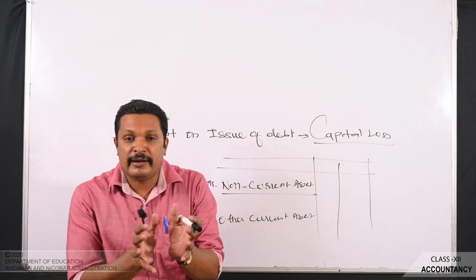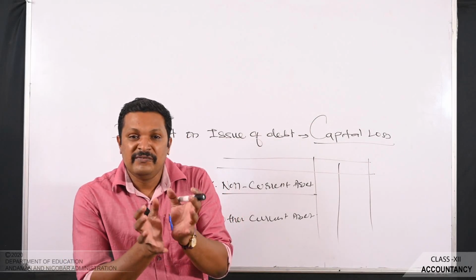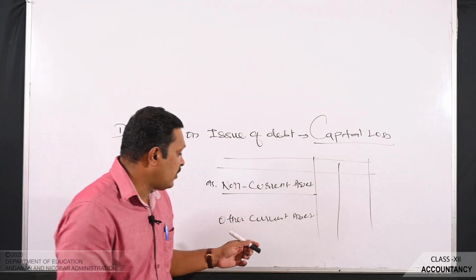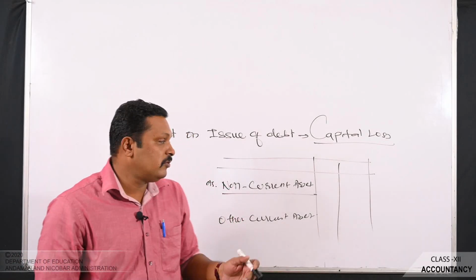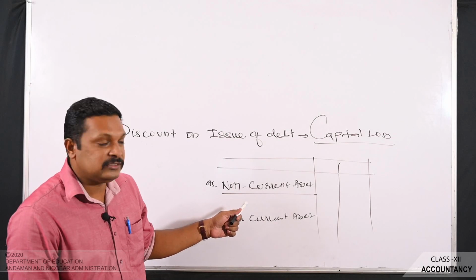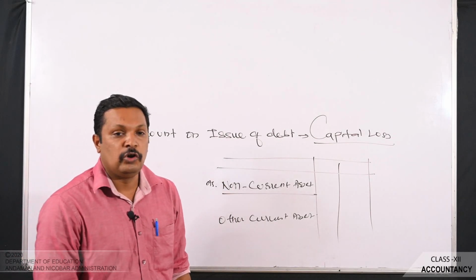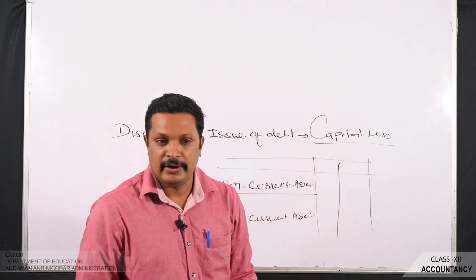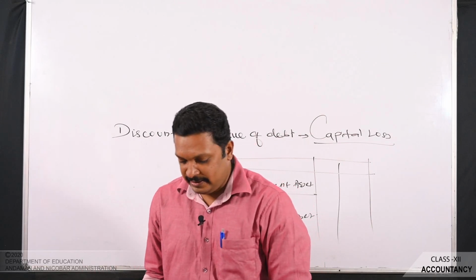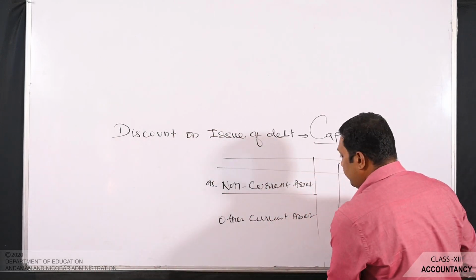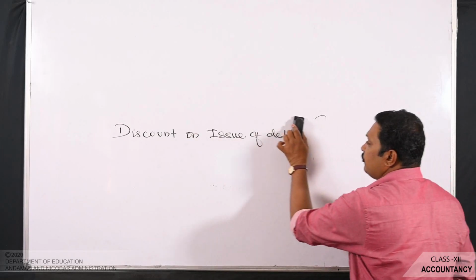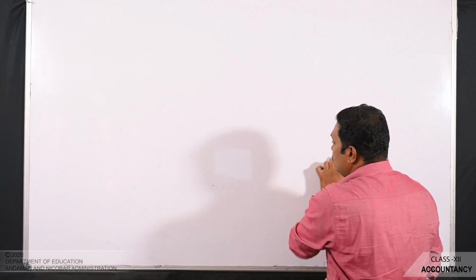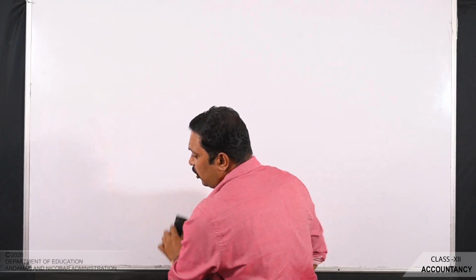If we are going to write off the discount on issue of debenture within a year, then we have to show it in other current asset. When we keep it for a long period, more than 12 months, then we have to show it in other non-current asset. Right? So how can we write it off? How can a discount on issue of debentures be written off? What is the entry we have to pass? Simple.